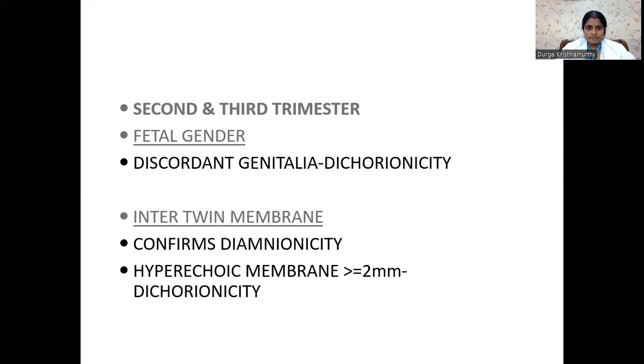Inter-twin membrane confirms diamniosity. A hyperechoic membrane greater than 2 millimeters implies it is dichorionicity, which is nothing but the thickness of the in-between membrane. If the chorion tissue goes into the membrane, it leads to thickening of that membrane. So if it is greater than 2 mm, you say it is dichorionicity.